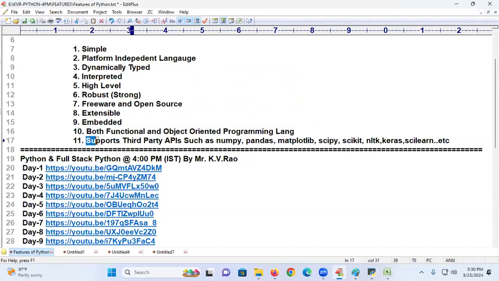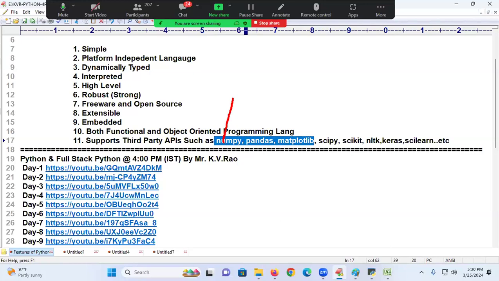Now, it supports third-party APIs such as NumPy, Pandas, Matplotlib. These things I will explain. These are the most powerful modules for data science. Sir, what is NumPy? Can you say in 1 minute, sir? It stands for Numerical Python, you already have full forms for your gold medal. For example, this is a matrix 10, 20, 30, and then 40.